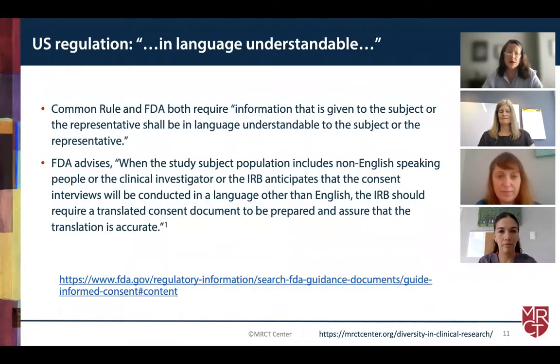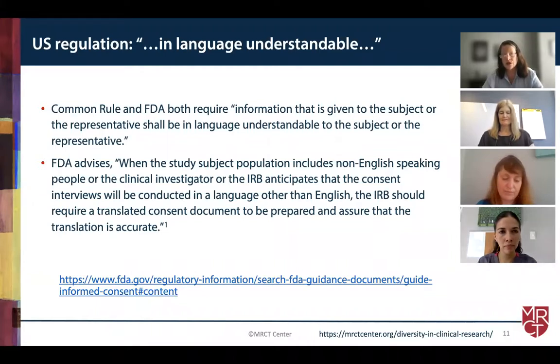In at least in the US, in both the Common Rule and FDA, that require information that is given to the subject or the representative shall be in language understandable to the subject or the representative. And the FDA goes on further to say that when the study subject population includes non-English speaking people, or the clinical investigator or the IRB anticipates that the consent interviews will be conducted in a language other than English, the IRB should require a translated consent document to be prepared and assure that the translation is accurate.